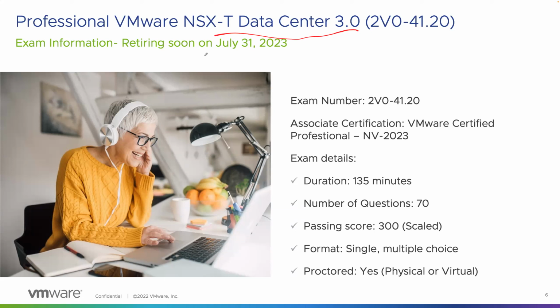Just to remind you, this exam will expire this month, July 31st, 2023. So if you want to take this exam, you have to be quick and finish taking the exam this month. Otherwise, you have to take the first exam, which is related to NSX 4.0.